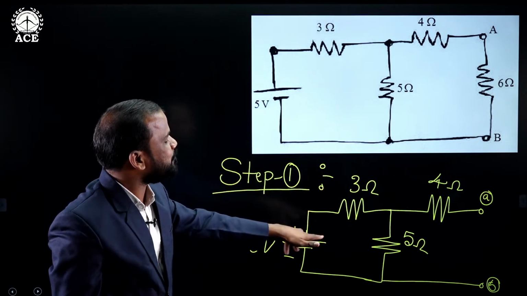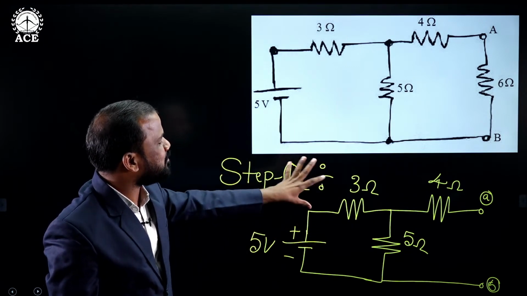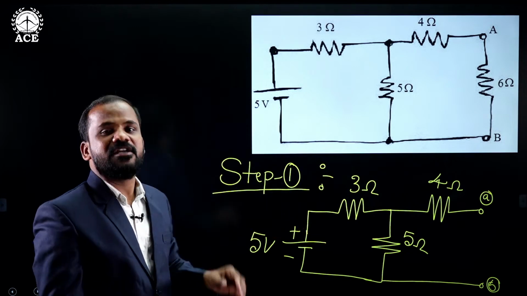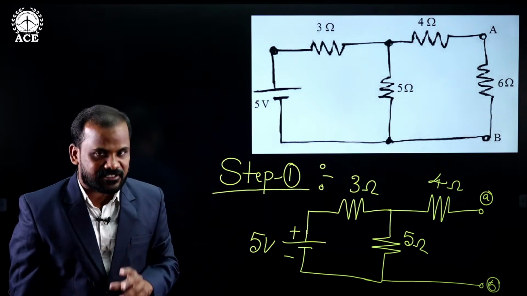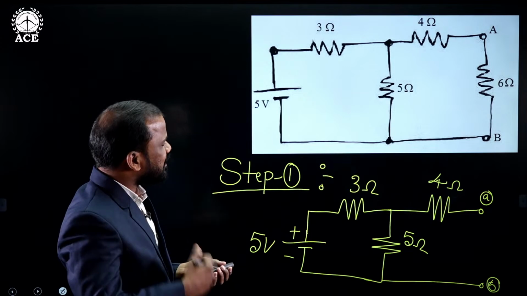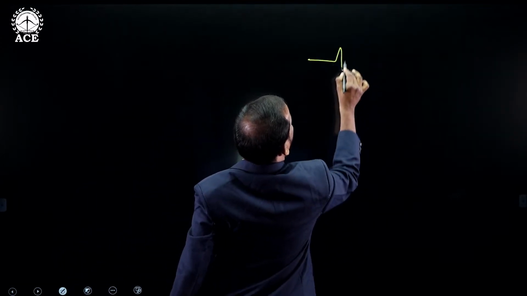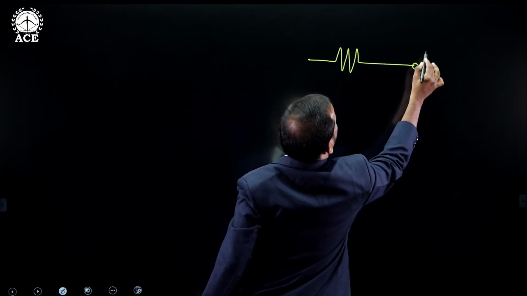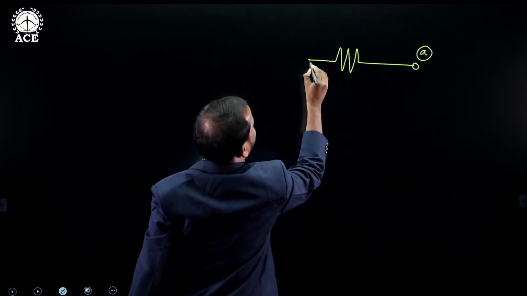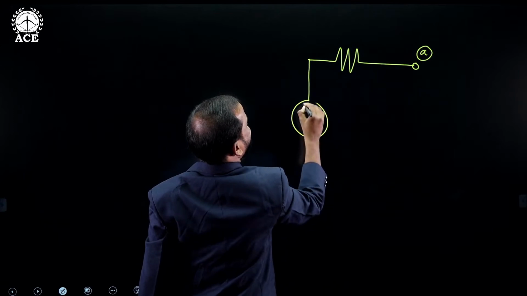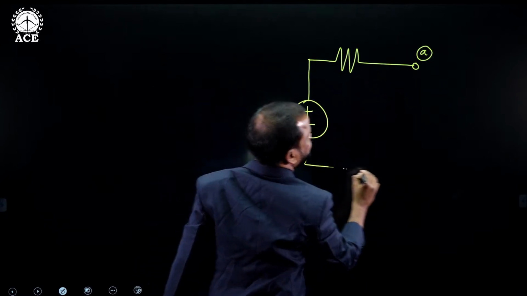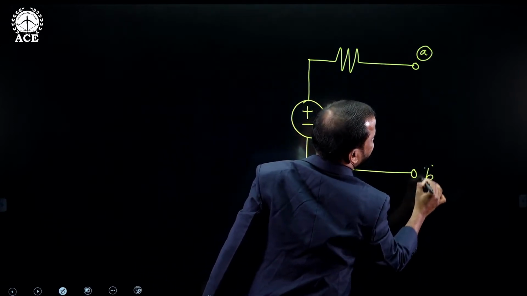Now in step number 2, we need to replace this complete two-terminal linear network by what? The equivalent circuit of Thevenin's theorem. What is the equivalent circuit actually? It has two terminals, for example this is terminal A and this is terminal B.